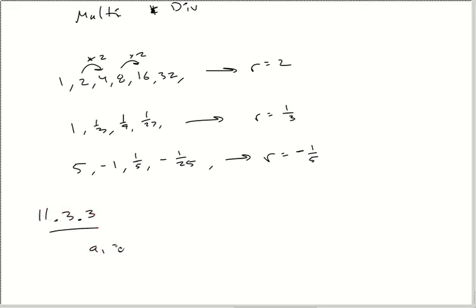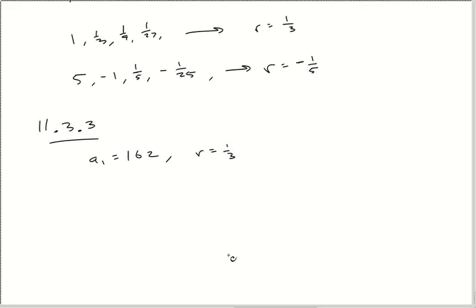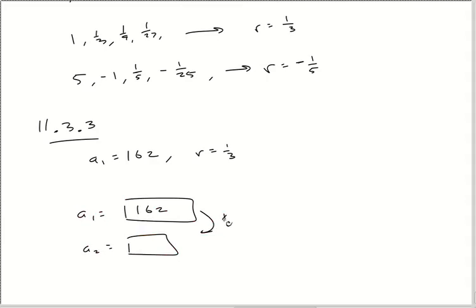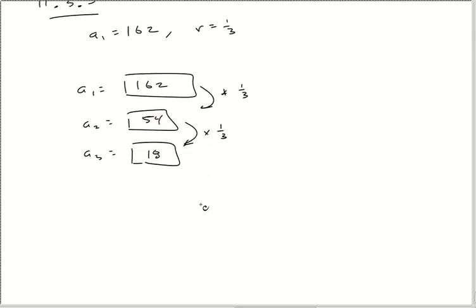I got A1 is equal to 162. R is equal to 1/3. And they say, go and find out what's going on. A1, what is it? It's 162. A2, what I'm going to do is multiply by 1/3. So I'm dividing by 3 each time, and I got 54 out of that. A3, again, I'm multiplying by a third, divided by 3, whatever you want to call it. And I got an 18, so on and so forth.